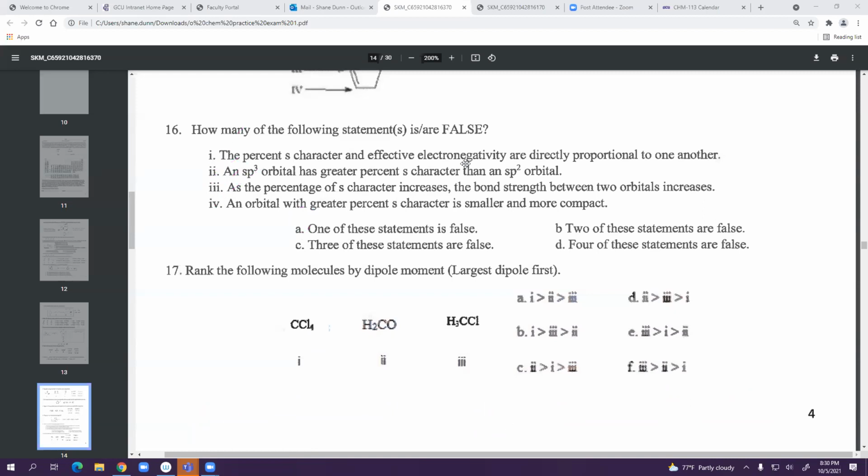That makes sense to everyone? 16 is a very, very good question to study. That way you don't have to really know anything about hybridization besides what you need to know, which is all those 3 things pretty much.